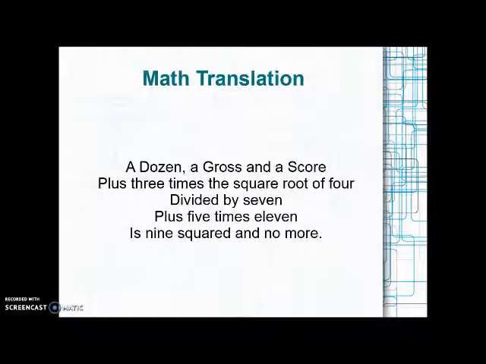A dozen, a gross, and a score, plus 3 times the square root of 4, divided by 7, plus 5 times 11, is 9 squared and no more.